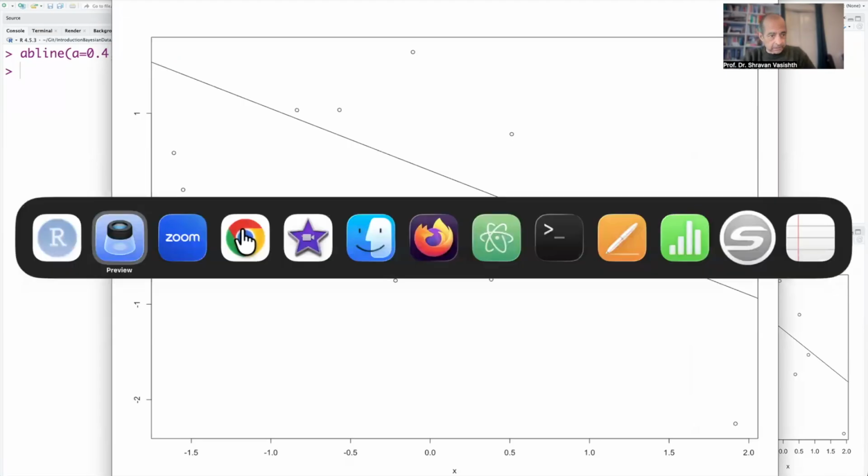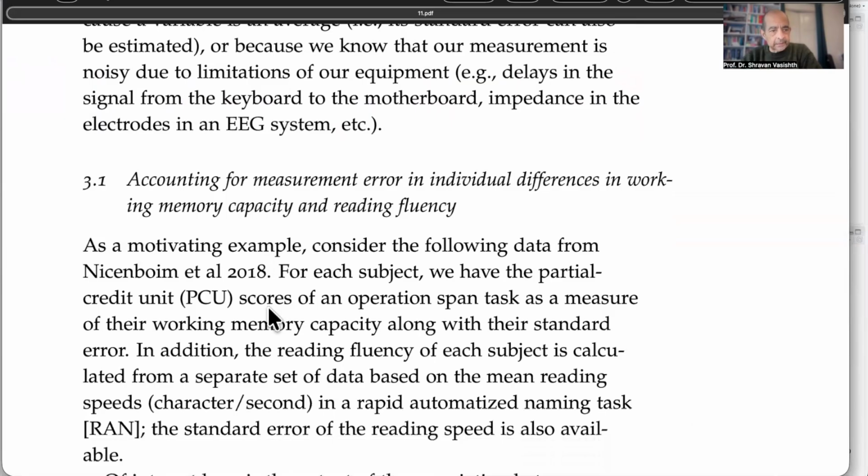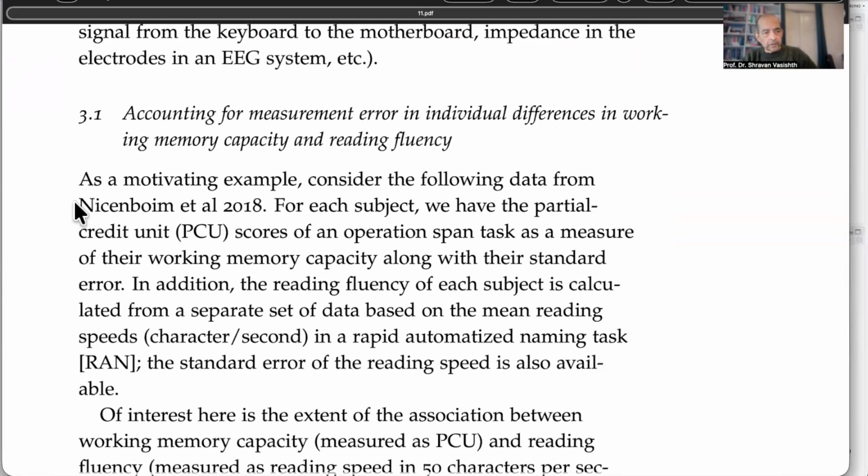So that's what this section of the chapter is about. The data that we're going to look at is some data from Bruno Nicenboim's work published in 2018. What he did was, for each participant, he measured something called a partial credit unit score using a memory task called an operation span task. This is a measure of working memory capacity that psychologists use. And so what we get from each subject is their PCU score with a standard error around it, because it's based on multiple measurements.